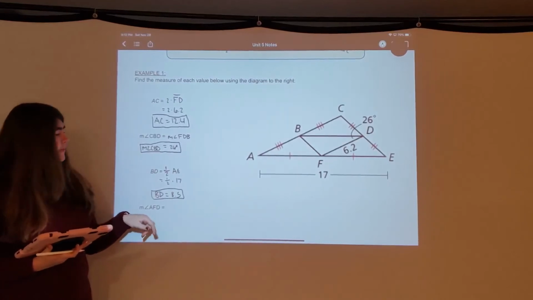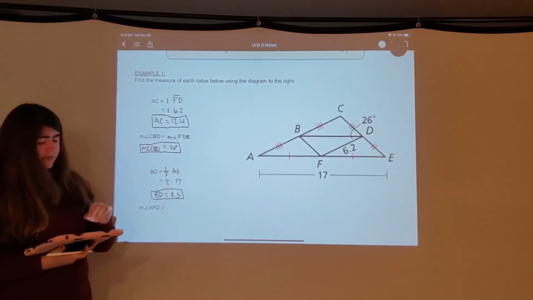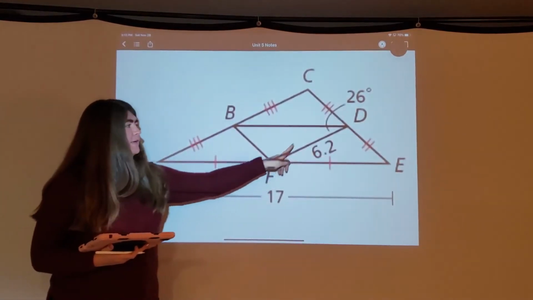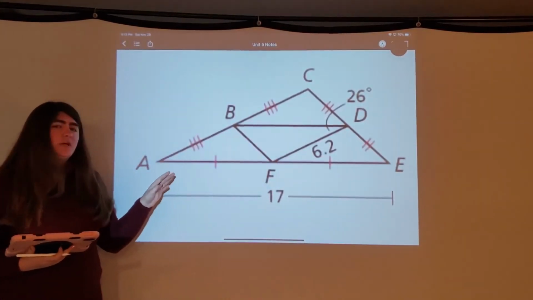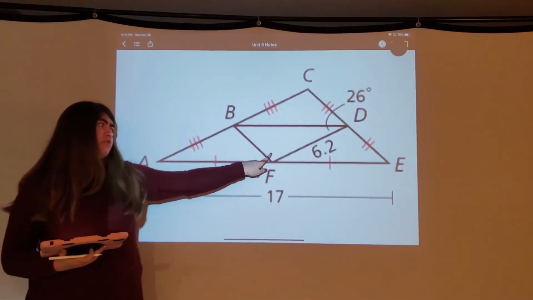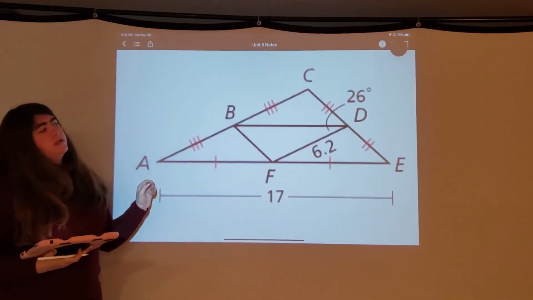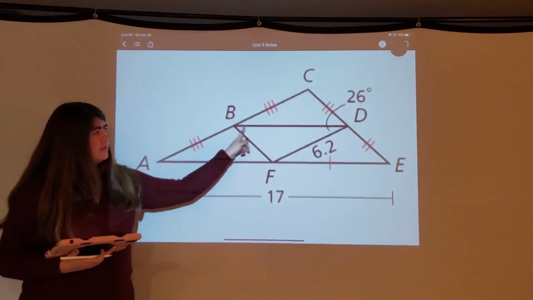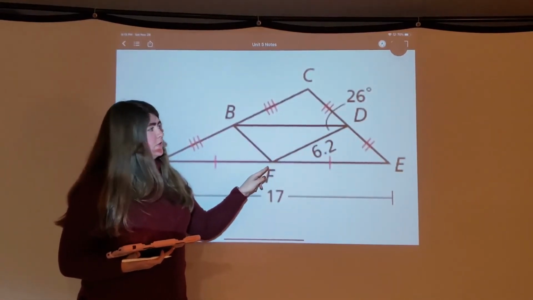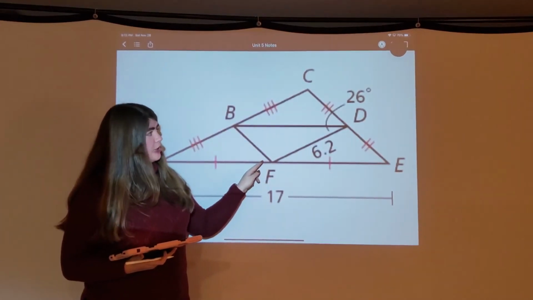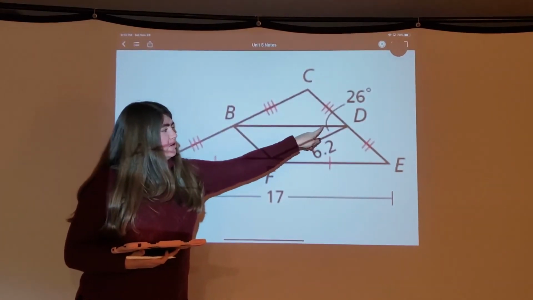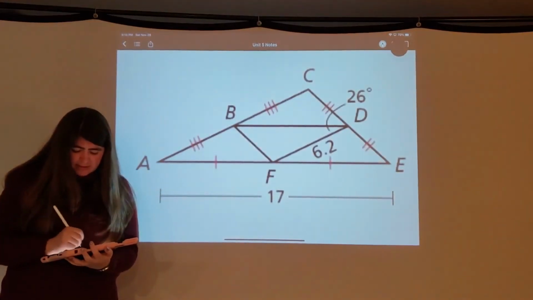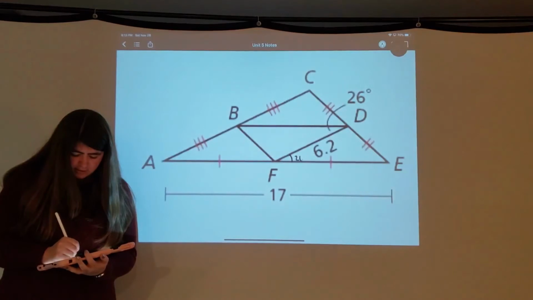Alright, last but not least, we have the measure of angle AFD. So I'm going to zoom in over here. I have AFD, and I'm not really noticing any information about these two angles that make up AFD, but I am noticing that I have parallel lines cut by a transversal, creating another set of alternate interior angles with this angle and this angle. So I know that angle DFE must be 26 degrees.